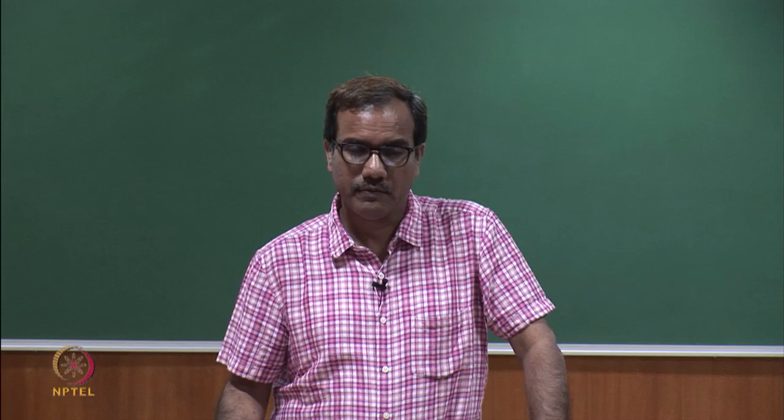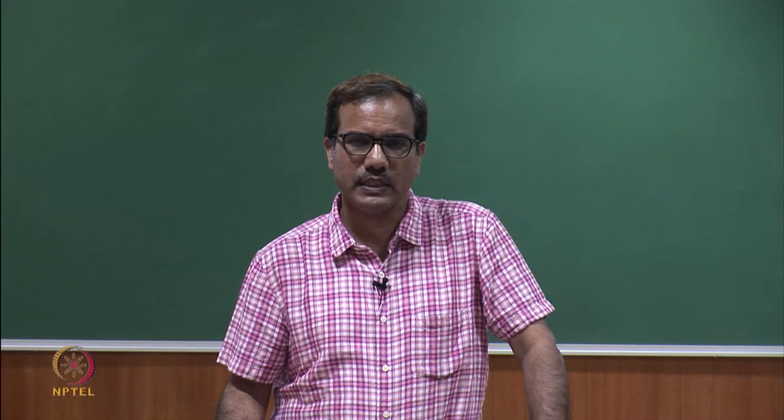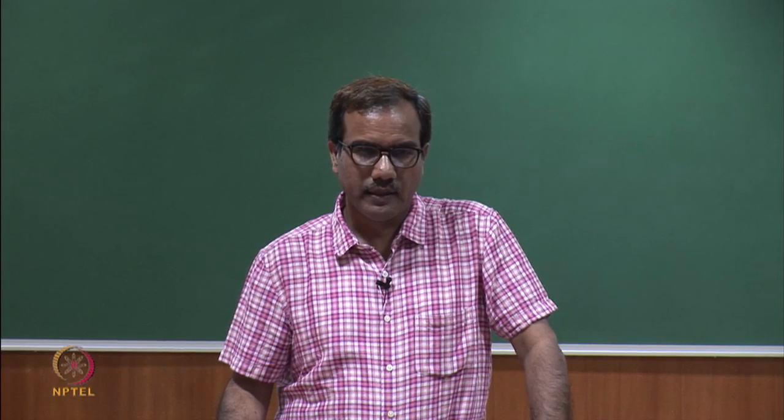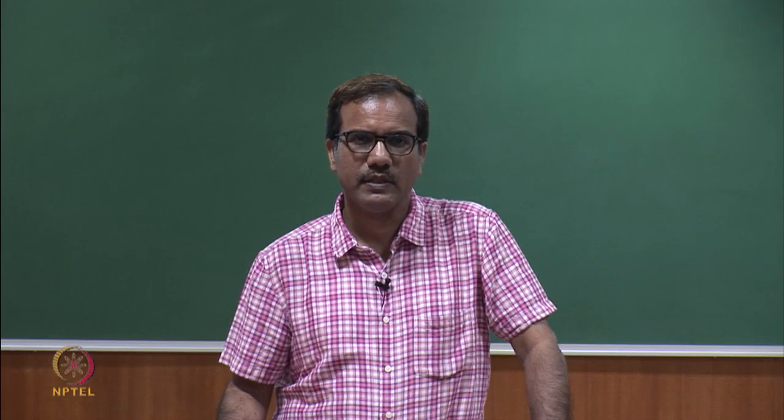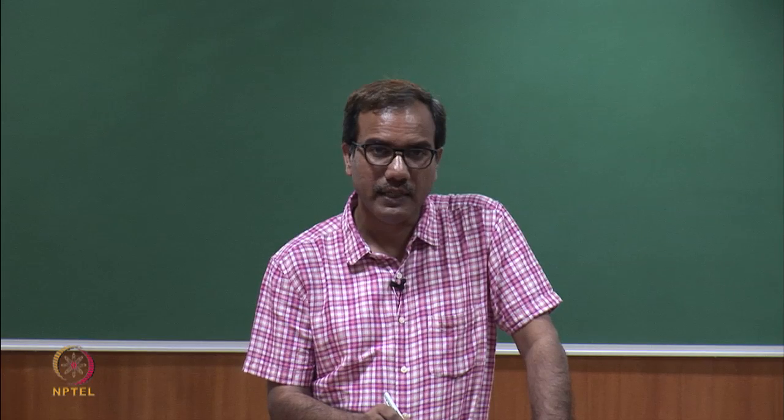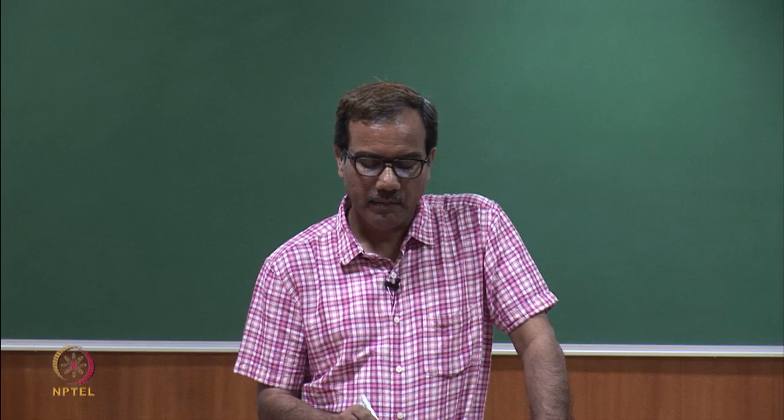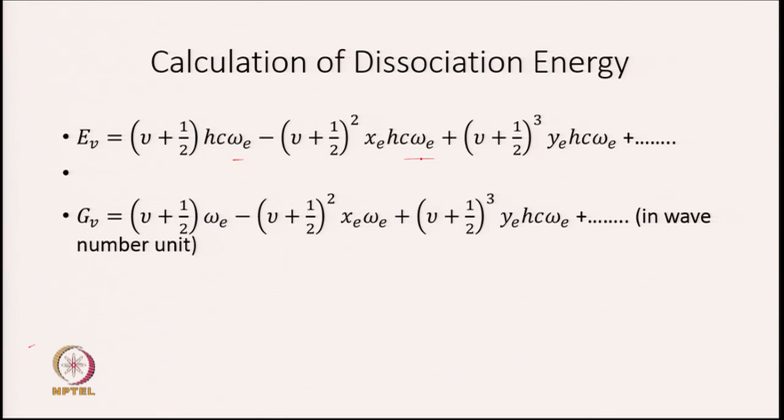Now, the application of vibrational spectroscopy in the calculation of dissociation energy. We have already looked at the energy of different vibrational levels when we consider the anharmonic oscillator. For that, the energy is given by (V plus half) h c omega_e minus (V plus half) squared x_e h c omega_e, plus higher energy terms. When we divide this energy term by h c, we get the energy of the vibrational level in wave number units, given by (V plus half) omega_e minus (V plus half) squared x_e omega_e, plus higher wave number terms.